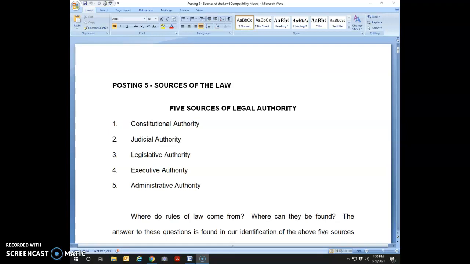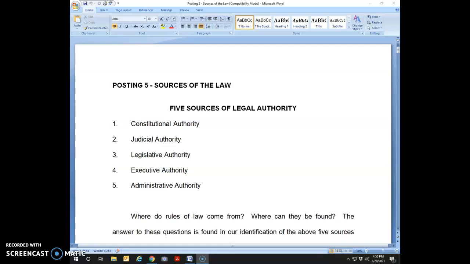And what I've identified for you in this posting are the 5 sources of legal authority. What I'm saying to you is, if you would identify any rule of law in the United States, it could be traced back to one of these 5 sources of authority. And so we've identified the 5 sources as constitutional authority, judicial authority, legislative authority, executive authority, and administrative authority.